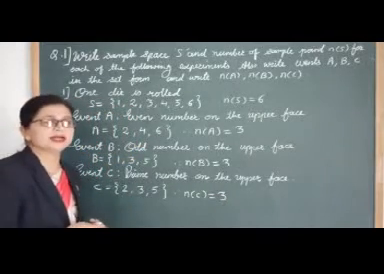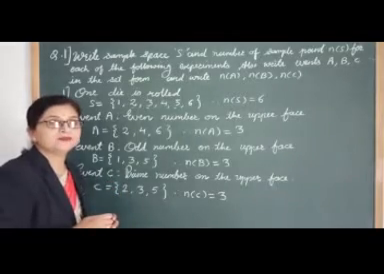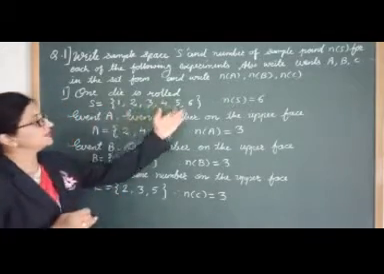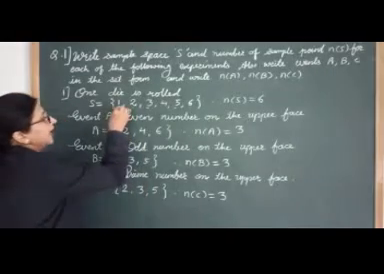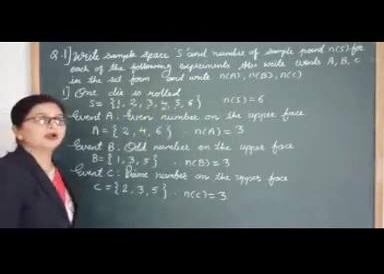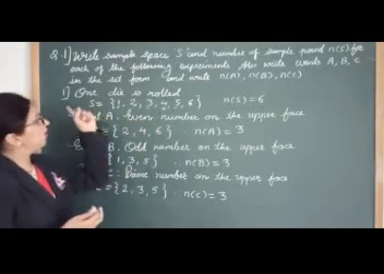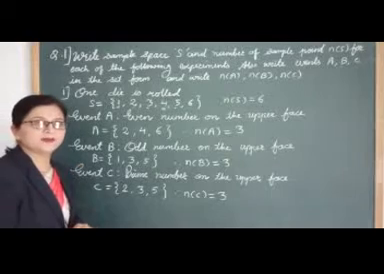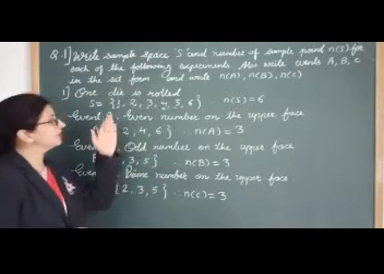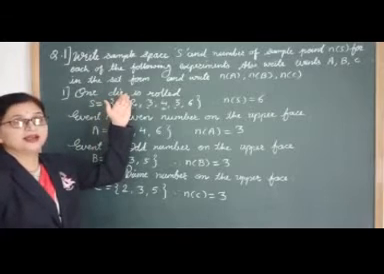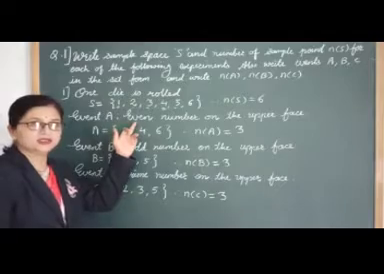Similarly, you may be asked for event D: to get a perfect square number. From 1 to 6, which are the perfect square numbers? 1 and 4. So in this way, different events can be asked for one experiment. I hope it's clear to you how to write the sample space for the given random experiment and how to write the points for the event.